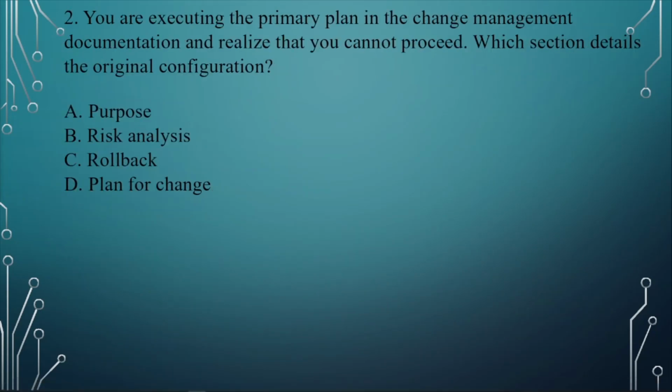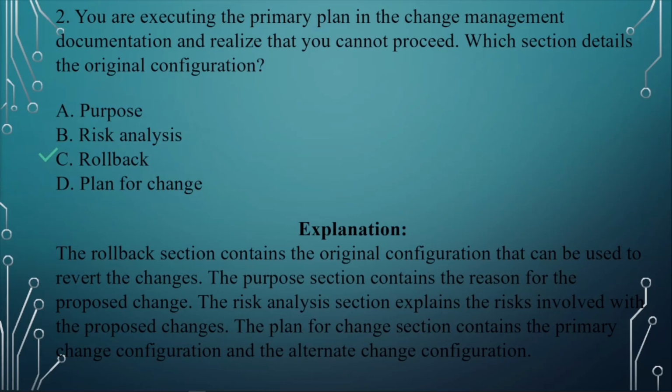Question number 2. You are executing the primary plan in the change documentation and realize that you cannot proceed. Which section details the original configuration? A. Purpose. B. Risk analysis. C. Rollback. D. Plan for change. The answer here is C. Rollback. So the rollback section contains the original configuration that can be used to revert the changes.